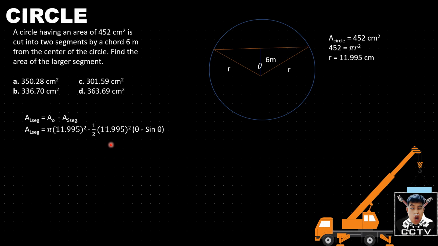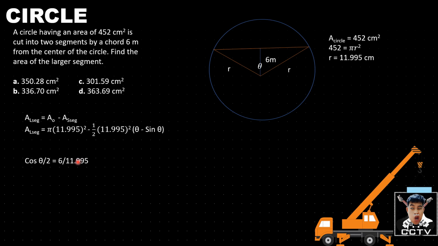At ganito lang yung formula niyan. Ito yung na-derive natin kanina na segment. Pag nakalimutan mo to, always mong tatandaan lang is sector, which is 1/2 r squared times theta, minus the triangle lang. Yun lang tatandaan mo. And then, you'll get the area of the segment.